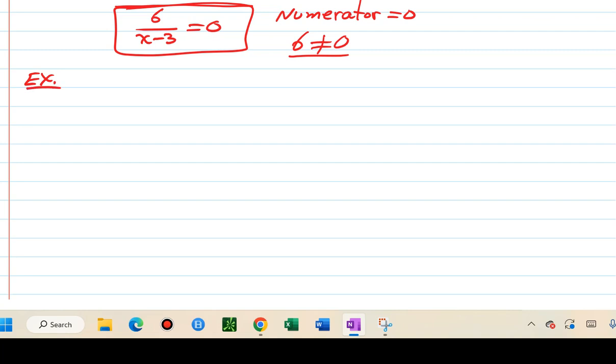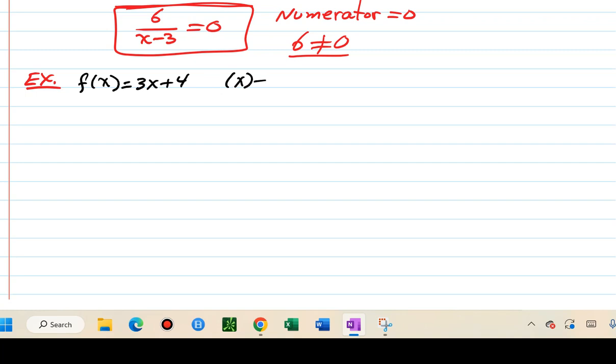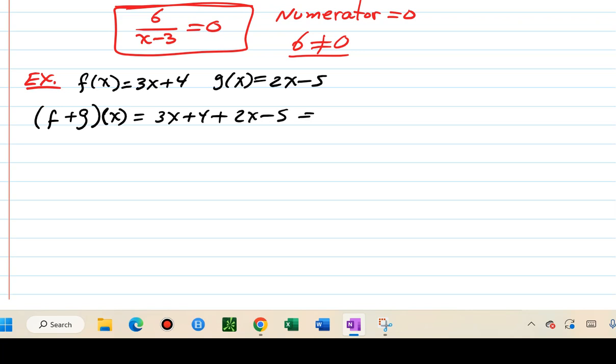In our examples, let's say these will go fairly quickly. f of x is 3x plus 4 and g of x is 2x minus 5. Okay, well, let's do all the operations. Let's do f plus g of x. Okay, f plus g of x, that means you do f plus g. 3 and 2 makes 5x minus 1.